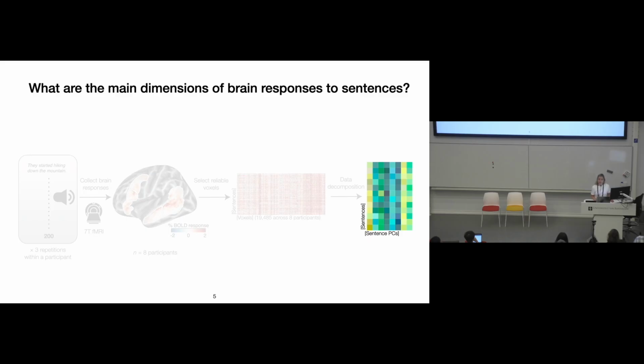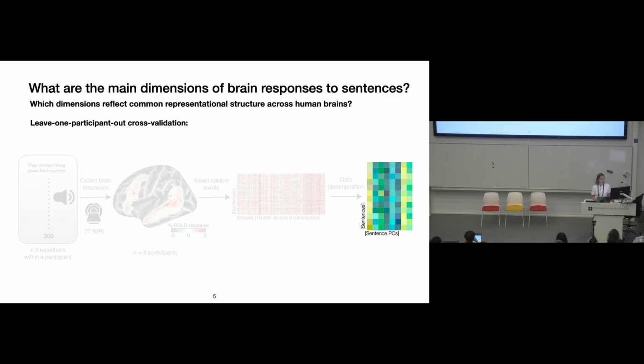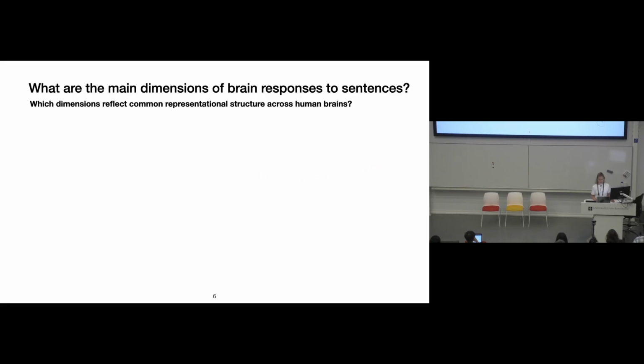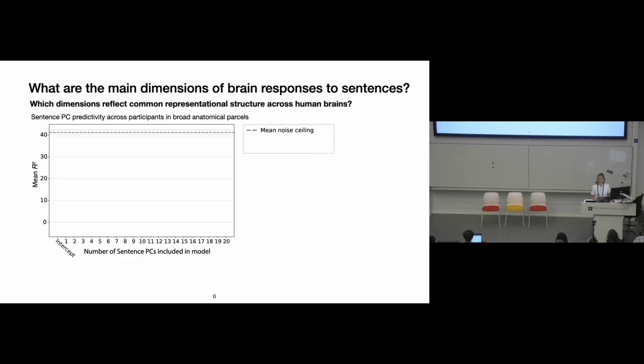To assess the robustness of these sentence PCs, we test which dimensions reflect common representational structure across human brains. We use a leave one participant out approach. We derive these sentence PCs from 7 participants, and then in the held out participant, we predict their single voxel responses using OLS regression and evaluate using the R-squared. And here's what we find. So on this y-axis, I'll show you the R-squared, and on the x-axis here, I'll show you how many sentence PCs are included in this OLS model, starting with none, so just the intercept, 1, 2, and so forth.